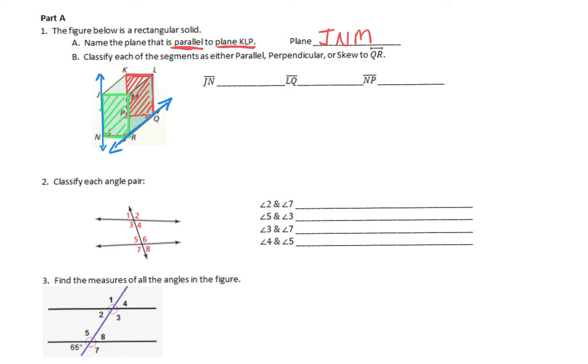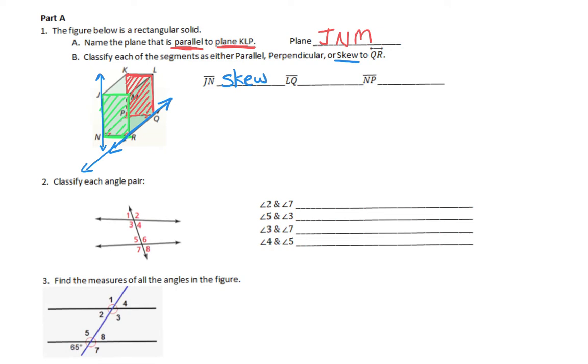They're definitely not parallel, but are they going to be perpendicular? And the answer is no, they're not going to intersect at a right angle. In fact, they're not going to intersect at all. If this line kept going, these lines would never intersect, but it's not because they're parallel. It's because they're on 2 different planes. They're just going to miss each other because they're on 2 separate planes, and we call that skew. So JN is skew to QR.